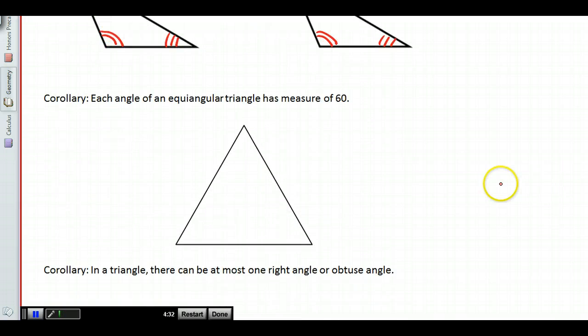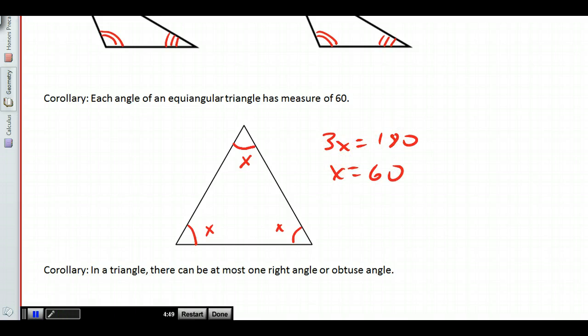Here's another corollary. Each angle of an equiangular triangle has measure of 60. Since all the angles of an equiangular triangle are all the same measure, then that means that 3x equals 180, so x is 60.